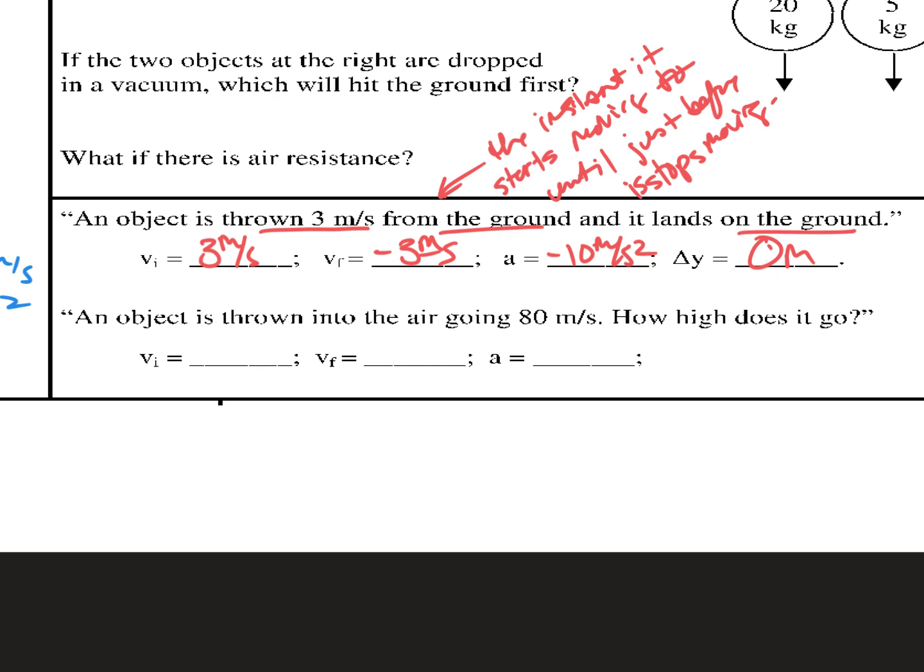Go ahead, do the same thing, hit pause, and answer the variables for this question. An object is thrown into the air going 80 meters per second. How high does it go? Try and identify these variables: initial velocity, final velocity, and acceleration.